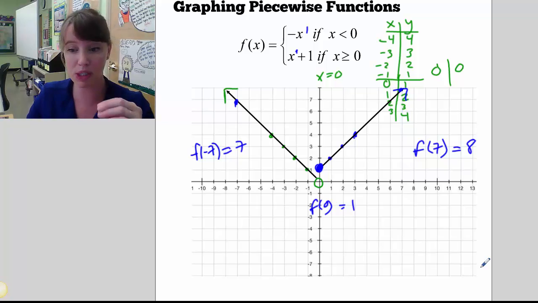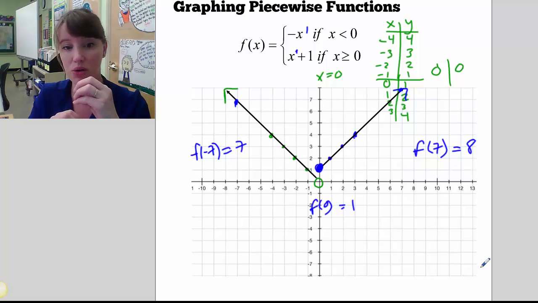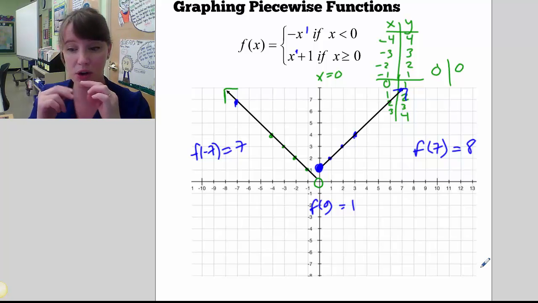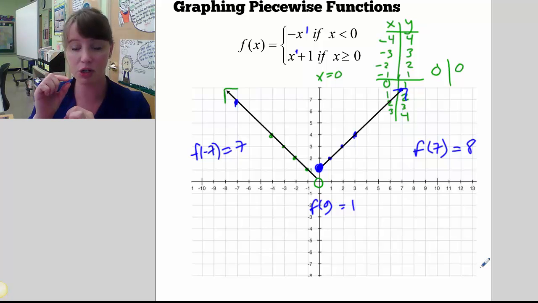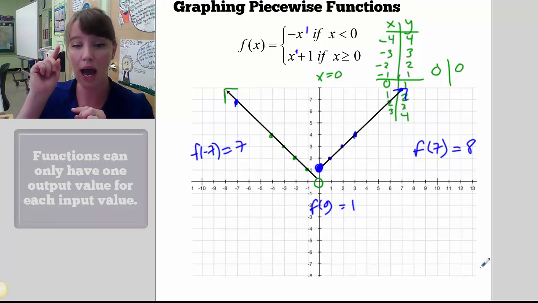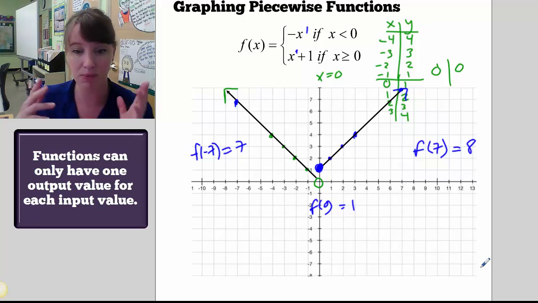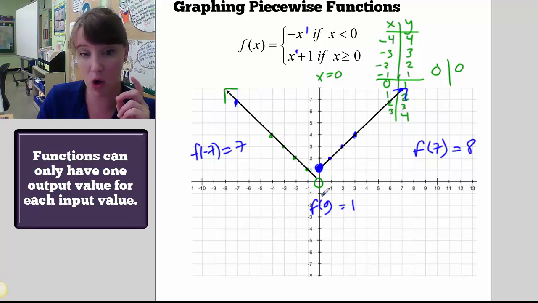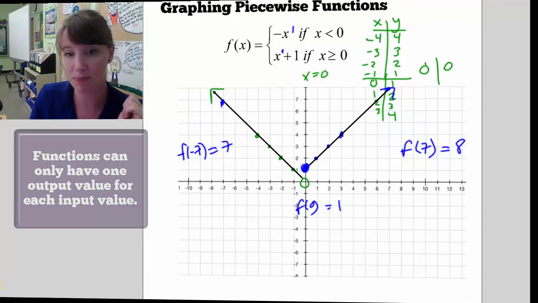You can't have two closed circles at the same input. If this green circle were closed, that would be a big problem, because it wouldn't be a function anymore. A function rule says that there can only be one output value for every input value. So that's why we have to have an open circle here and a closed circle here.